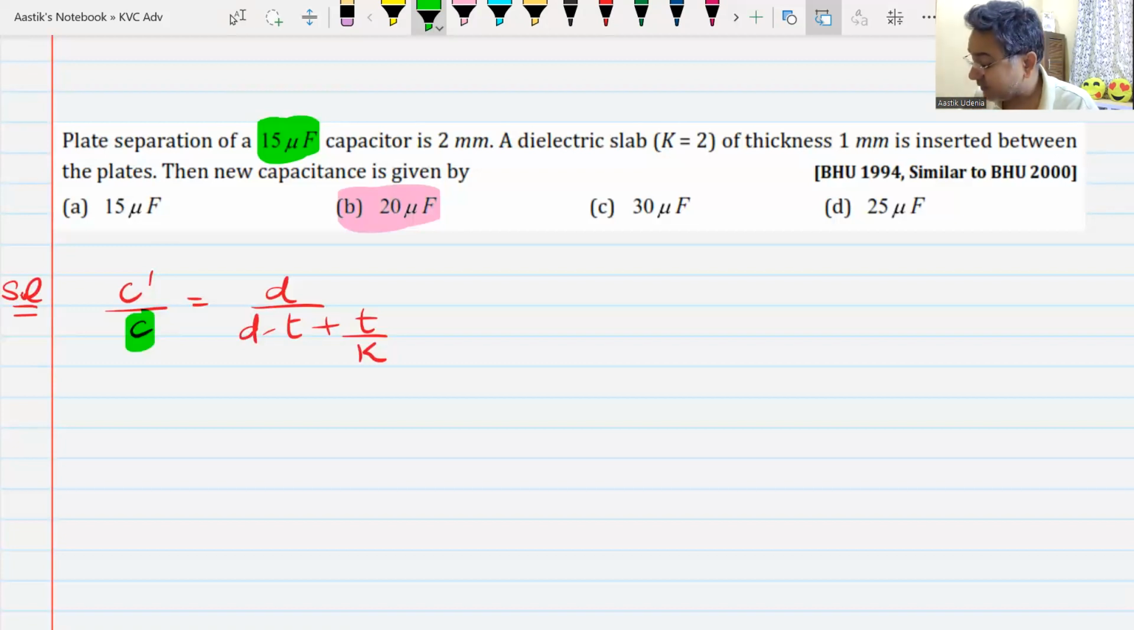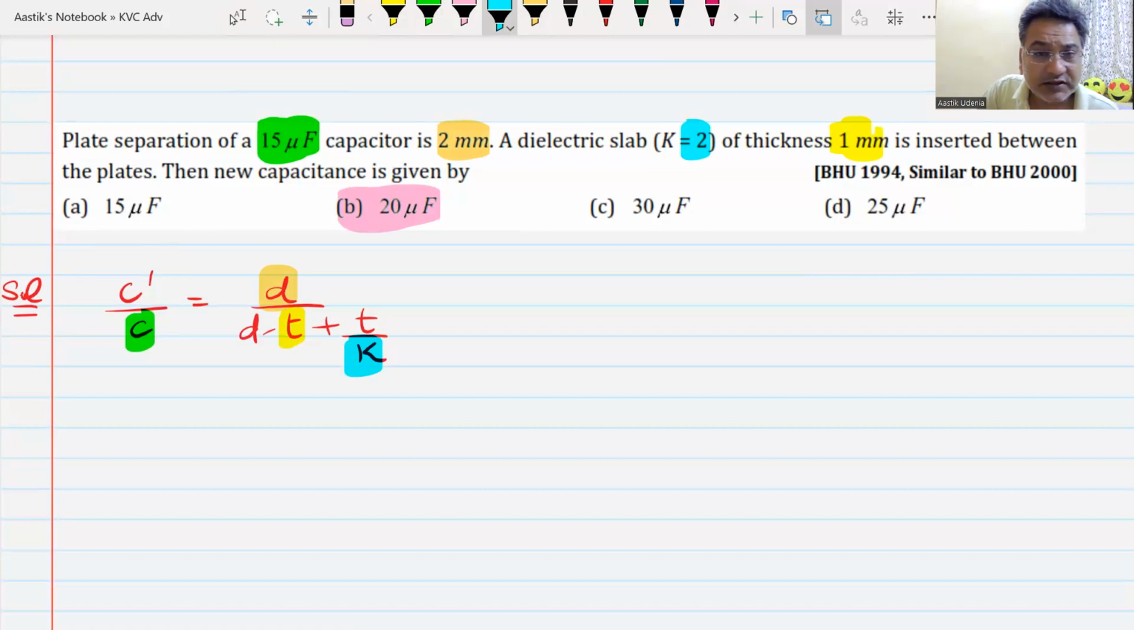The value of C here was given as 15 microfarad. The value of D here was 2 mm. The value of T here was 1 mm. And the value of K here was 2. I hope you understood how to do. Let me move on to the next question. And this is the next one.